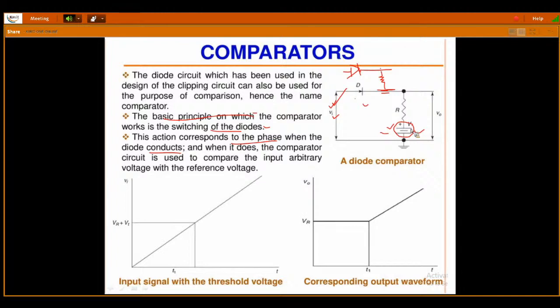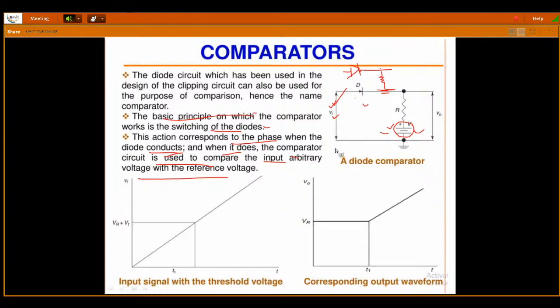What the circuit is doing is comparing the input signal with the reference signal. If it is less than the reference voltage, what is the output? If it is greater than the reference voltage, what is the output? That only it shows to us. This action corresponds to the phase when the diode conducts, and when it does, the comparator circuit is used to compare the input voltage with the reference voltage.